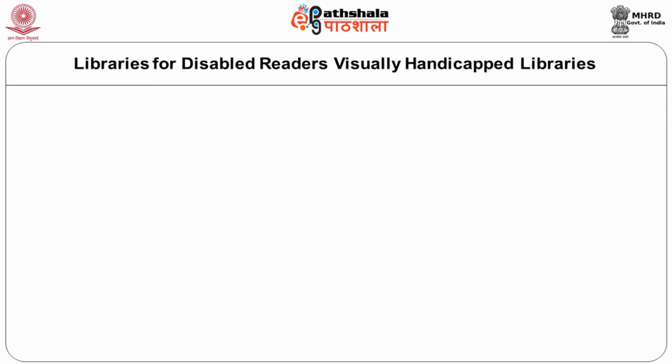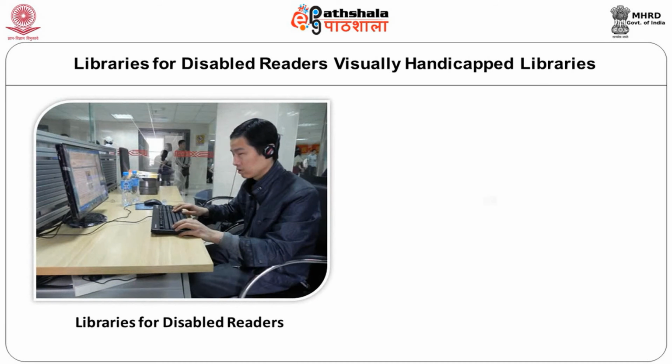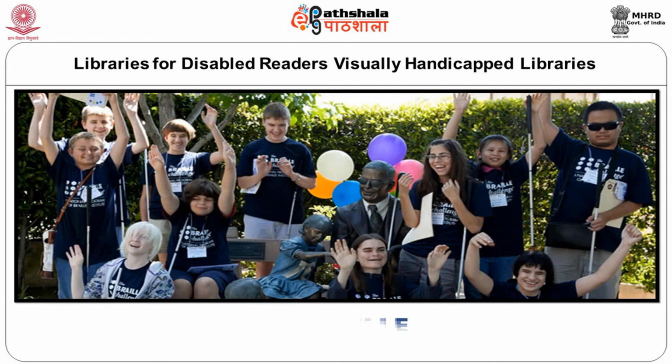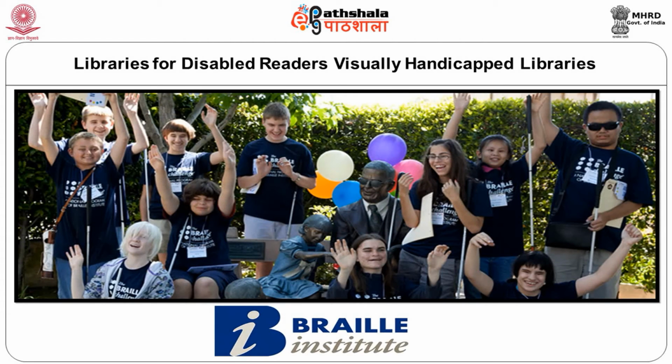Let us see visually handicapped libraries. Visual handicap, known as vision impairment or vision loss, is a decreased ability to see to a degree that causes problems not fixable by usual means, such as glasses. Some also include those who have decreased ability to see because they do not have access to glasses or contact lenses. For such libraries, we have to think about Braille.